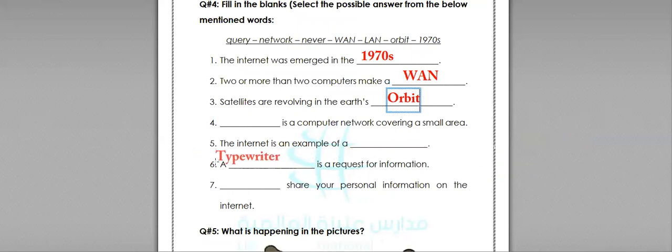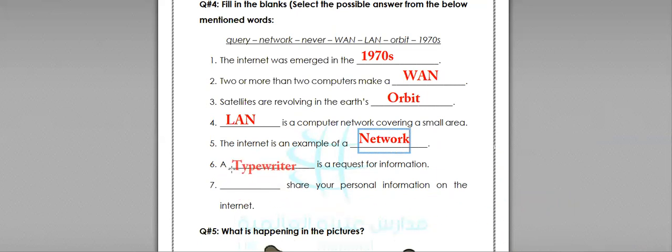A dash is a computer network covering a small area. It's a local area network, LAN. The internet is an example of what? The example of the network. Because to make any kind of network, we need two or more than two computers. One computer cannot make a network. To make a network, you need a minimum of two computers.